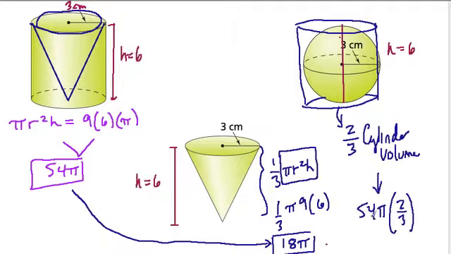How do I do that? Well, take 54, divide it by 3. We already did that. That was the volume of the cone, 18. But here we're finding 2/3. So it's not 18 pi, it's 18 times 2, which is 36 pi. So the sphere there has a volume of 36 pi. It's kind of in the middle.